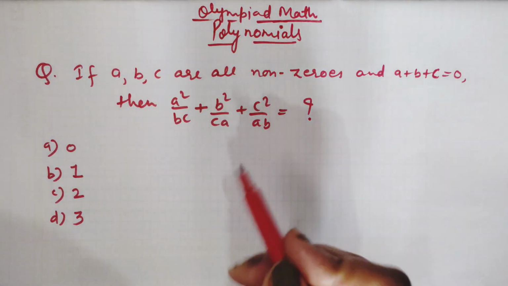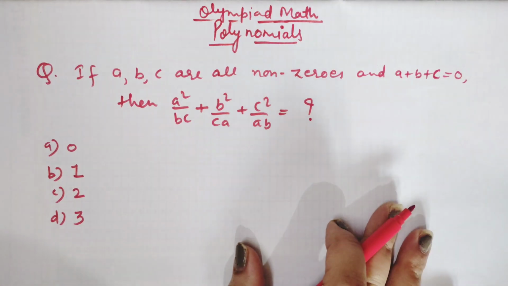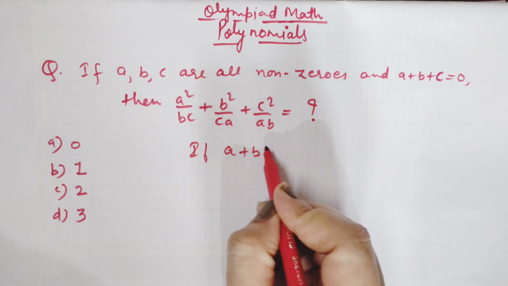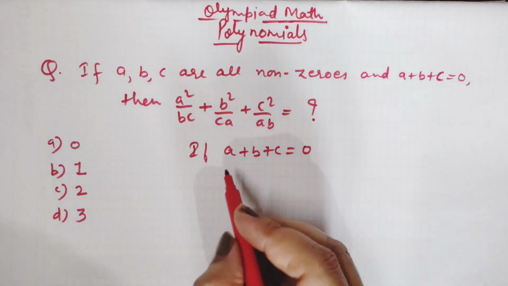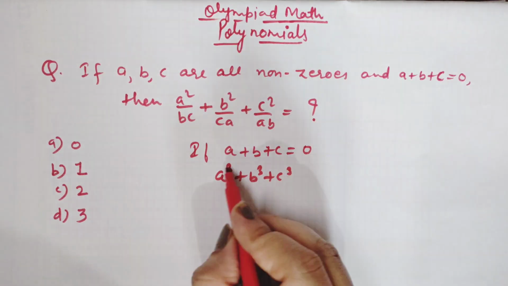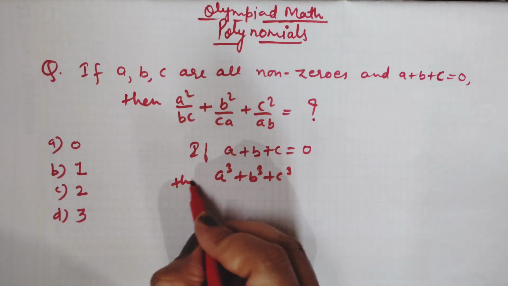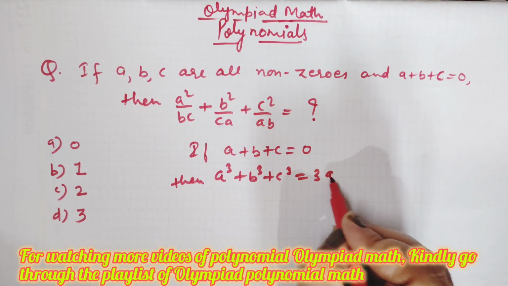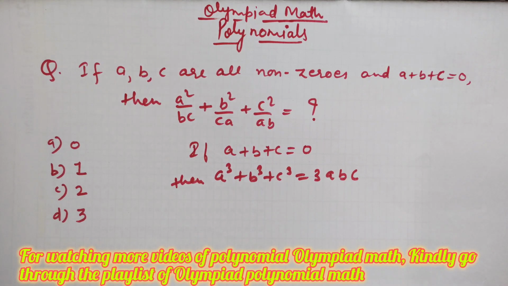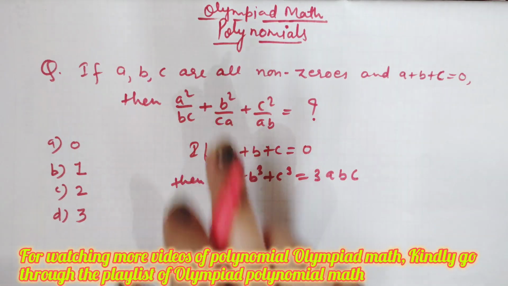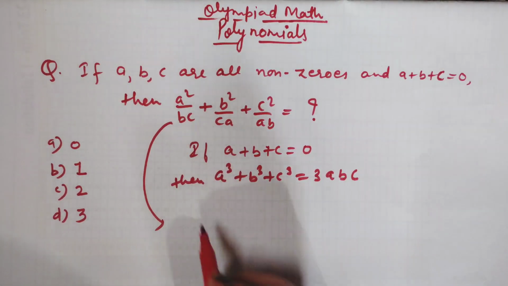We know that in the polynomial chapter we have already learnt, if a plus b plus c equals 0, then a cube plus b cube plus c cube is equal to 3abc. Everybody knows this thing. So we are using just a cube plus b cube plus c cube equals 3abc here. So we need to find this.